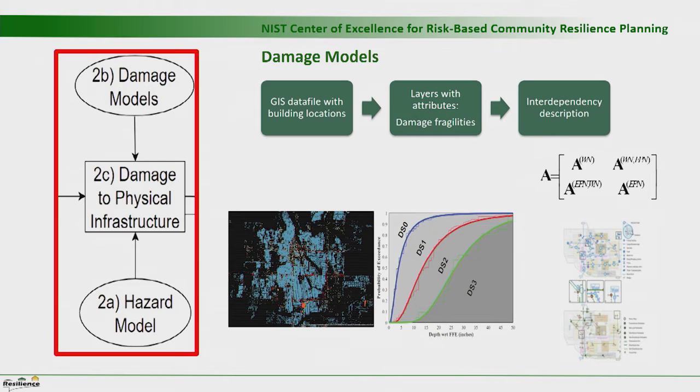For the damage models themselves, we then would have either a GIS data file, or simply a raster file, with the building locations, with all of the topology, and then layers with their attributes, things like the damage fragilities. And so here we see an example of damage fragilities for flood. And then the interdependency description amongst all these things. And that also ties in the dependencies and interdependencies of the socioeconomics as well.